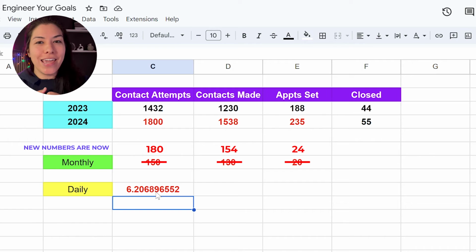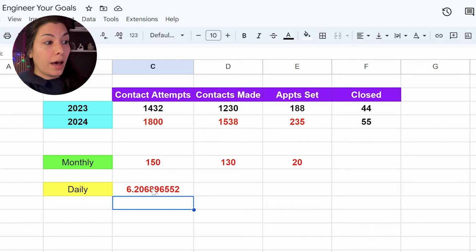It does not take too much in order to be successful in real estate. It's all numbers. It's all a sales funnel. How many people can I try to talk to? How many people do I end up talking to? Out of those, how many appointments do I set? And then eventually, how many do I get to close? So again, I'm rounding up. So therefore, instead of 6.2, I'm doing 7.